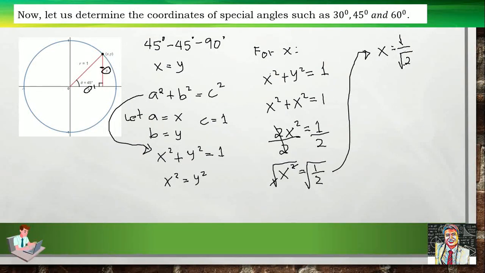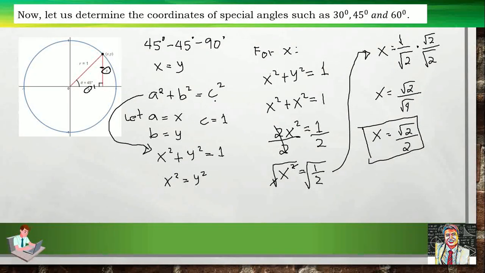Since nasa denominator yung square root of 2, ira-rationalize natin by multiplying square root of 2 over square root of 2. Yung minumultiply mo siya kung ano yung radicals na nandun sa denominator. So, 1 multiplied by square root of 2 is square root of 2, over square root of 2 multiplied by square root of 2, that is square root of 4. So, x natin is square root of 2 over 2. That will become our value of x.